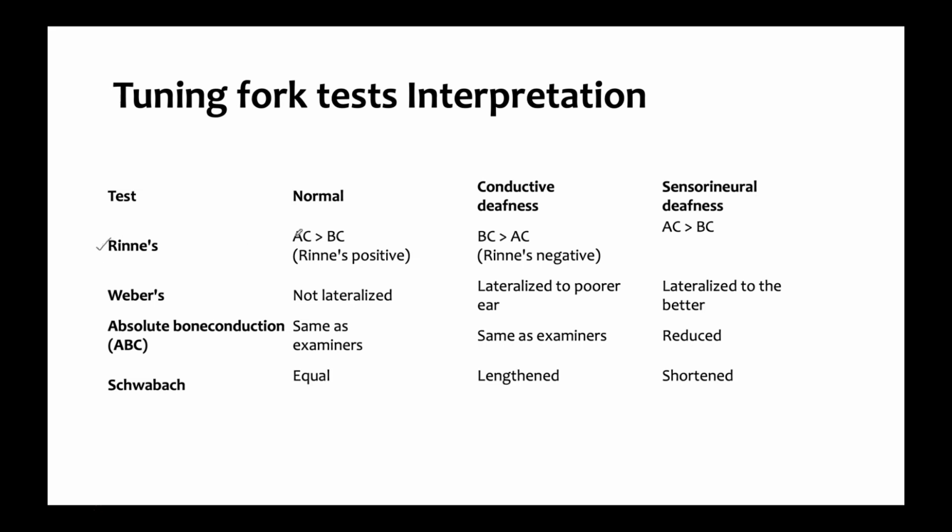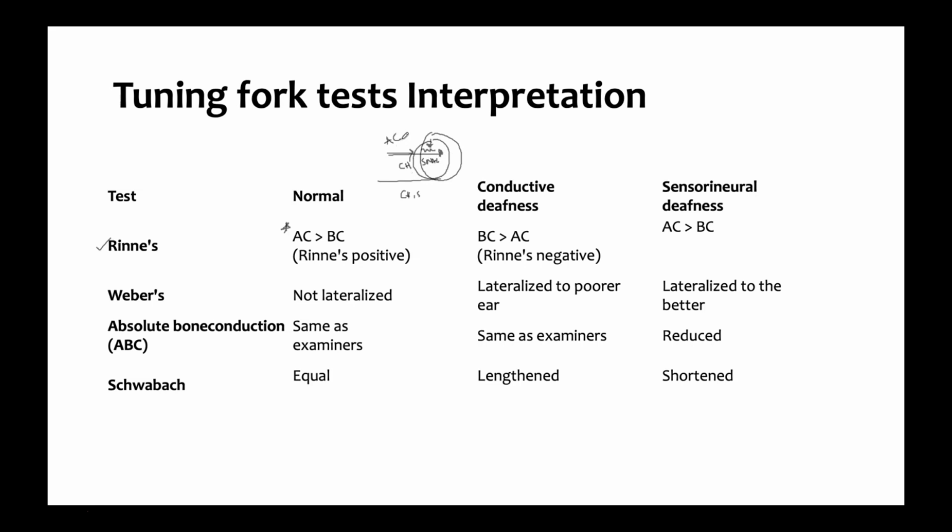Rinne's normal means air conduction through the air is more than conduction through the bone. Bone conduction only measures cochlear function, but air conduction measures both the conductive mechanism and also the cochlear, that is sensory neuronal, function. So that's the reason in a normal patient, and in conductive hearing loss plus SNHL, air conduction is always more than bone conduction. The same thing applies to sensory neuronal deafness, because the bone conduction part is low, AC is always more than BC.